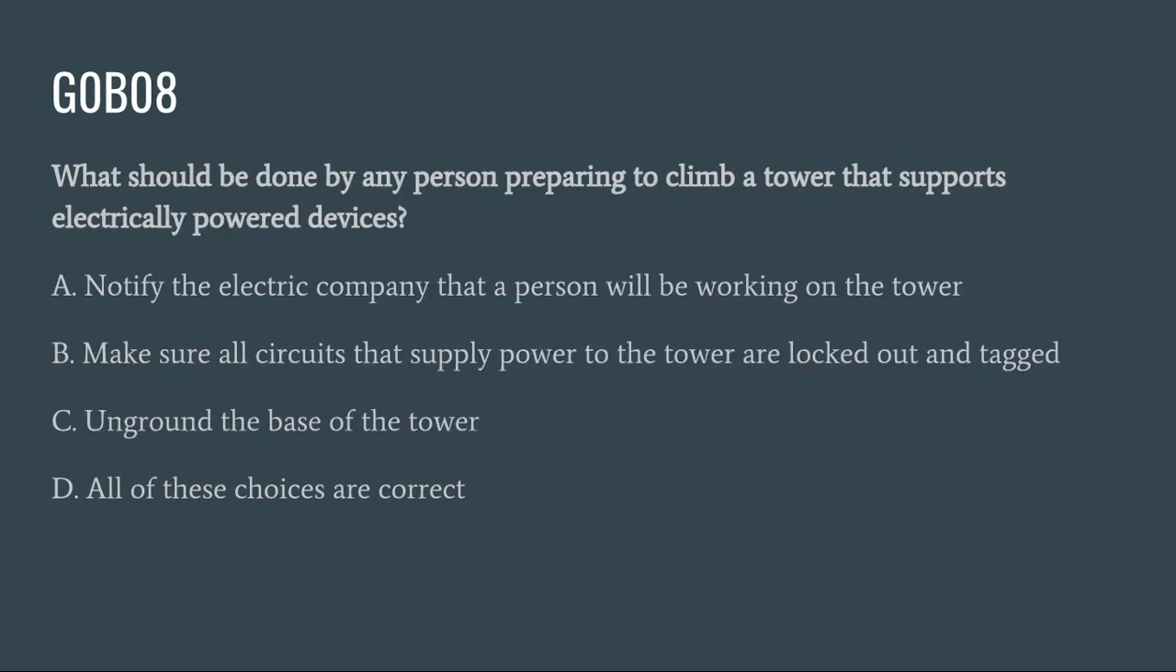G0B08. What should be done by any person preparing to climb a tower that supports electrically powered devices? A. Notify the electric company that a person will be working on the tower. B. Make sure all circuits that supply power to the tower are locked out and tagged. C. Unground the base of the tower. Or D. All of these choices are correct. Correct answer here is B. Make sure all circuits that supply power to the tower are locked out and tagged.